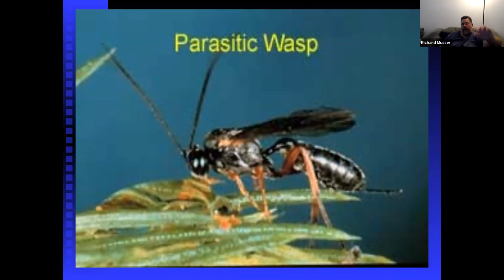Some insects can be useful to us biologically as well. This is a Hymenoptera, so this is a wasp. Wasps all have this kind of wasp-like waist. Have you ever heard of that wasp-like waist?